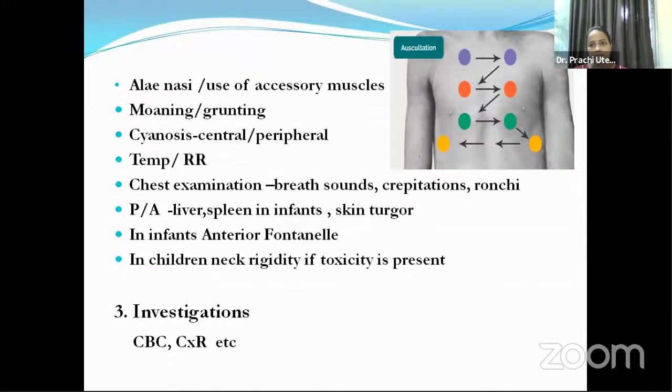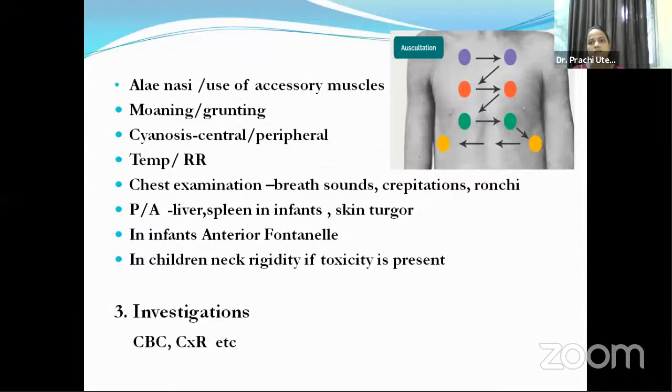Is there any use of accessory muscles of respiration? That's what I showed you, that there is a subcostal retraction, so accessory muscles are getting used. Is there a moaning or grunting in the child? Is there cyanosis, peripheral or central? And definitely the temperature and respiratory rate we have to observe. In chest examination, the breath sounds are important.